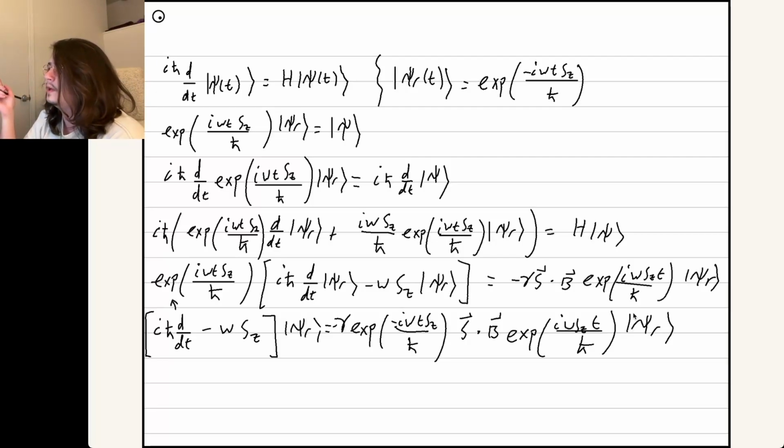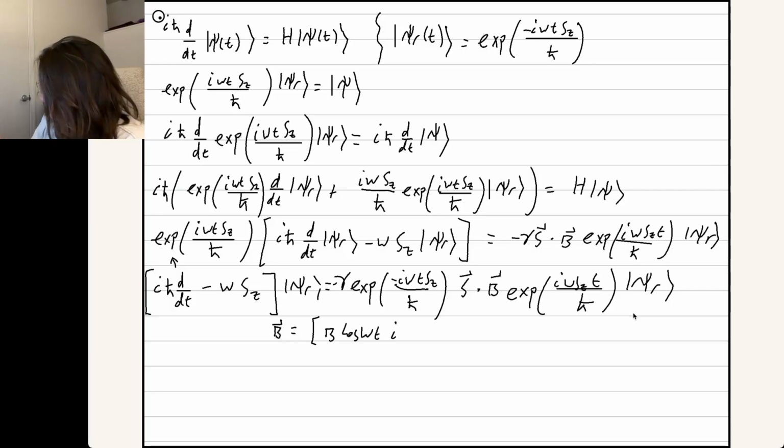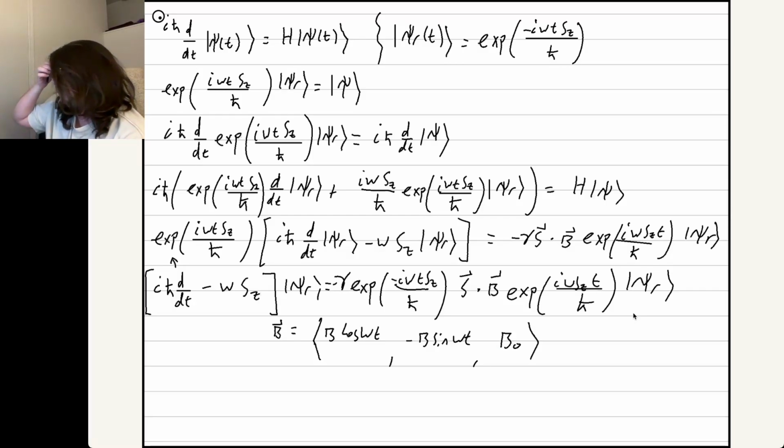Now, on the right hand side, we happen to have a form for the magnetic field, which is defined as being B cosine omega t in the x hat direction, minus B sine omega t in the y hat direction, and just B naught in the z hat direction. So S dot B then, we can expand it.